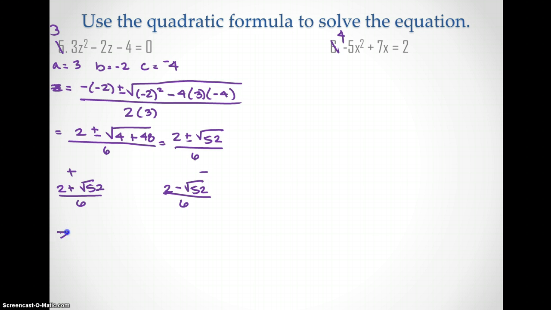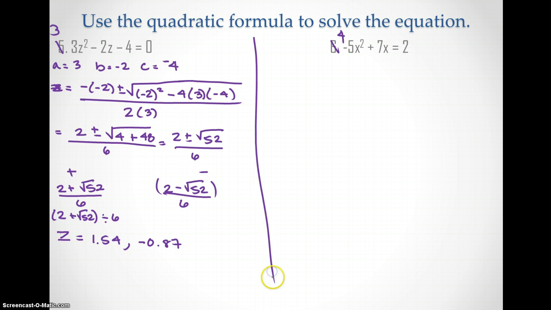So z is equal to, do some stuff on there. For this one, in parentheses, 2 plus square root 52 divided by 6, and that will give you 1.54. For this one, just put this in parentheses and then put divided by 6, and you will get negative 0.87.